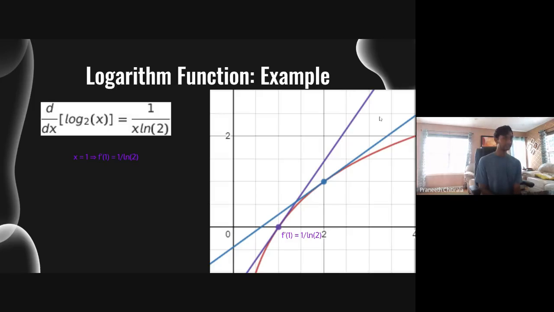And this is just generally what the slope is. And at x equals 2, f prime of 2 equals 1 over 2 times natural log of 2. And that's what the slope of the function at x equals 2 is.